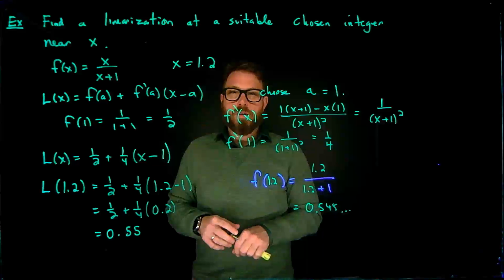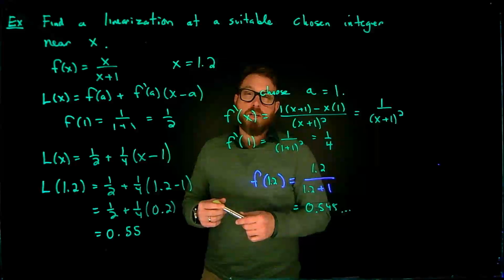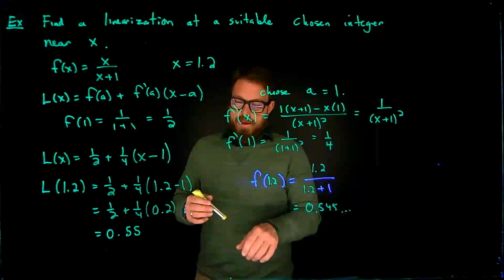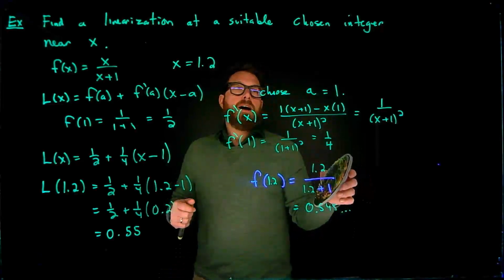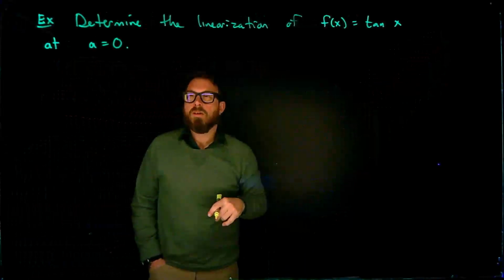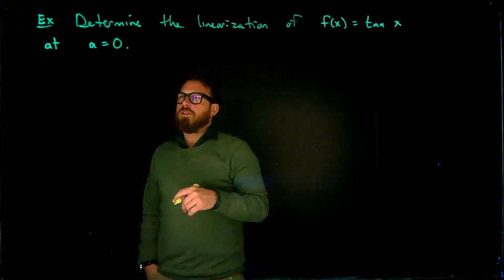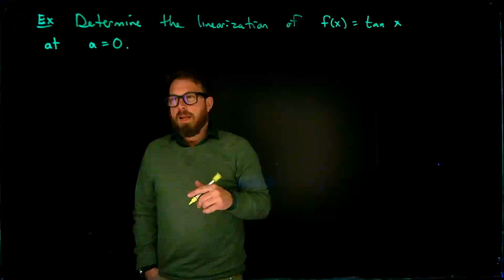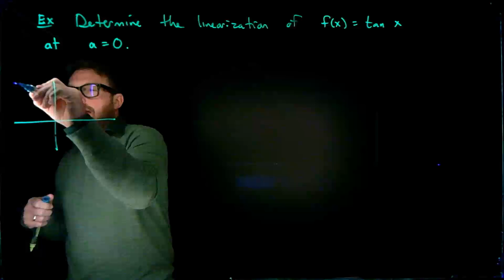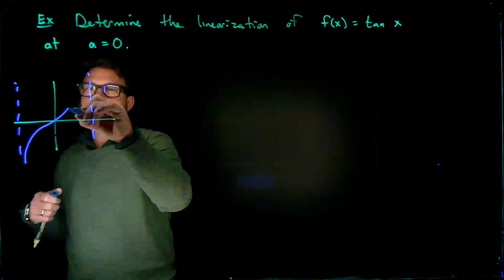And let's do one more linearization. Let's pick a trig function. I'm just going to find the linearization for this and not really estimate any values. So let's just go ahead and find L of x. All right, so here's our last example. I want to determine the linearization of f of x equal to the tangent of x at a equal to 0. Now, graphically, our tangent function has asymptotes at negative pi over 2 and positive pi over 2, so it's going to look something like this.